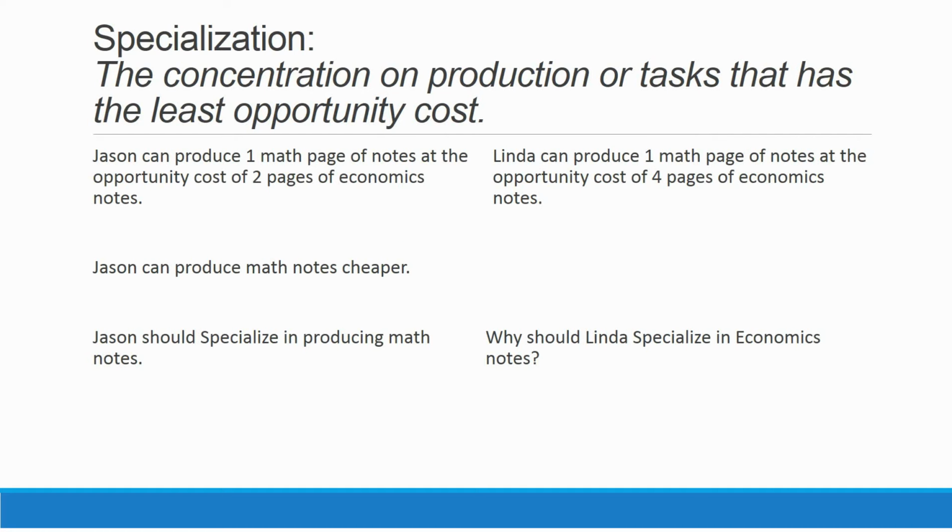Again, specialization is the concentration on production or task that has the least opportunity cost. Jason can produce one math page of notes at the opportunity cost of 2 pages of economics notes, while Linda can produce one math page of notes at the opportunity cost of 4 pages of economics notes. Clearly, Jason can produce math notes cheaper. Jason should specialize in producing math notes. And I want you to think about this. Why should Linda specialize in economics notes? I want you to think about this on your own, based on the same type of analysis.